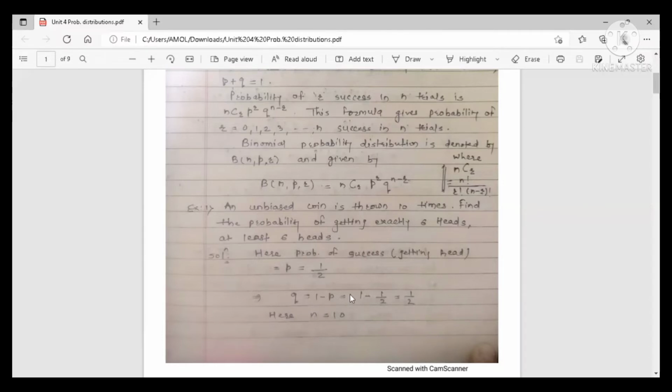It is 1 minus p, because when we toss the coin in air there are only two outcomes and the probability of success is 1 by 2. So obviously the probability of failure will be 1 minus p, is 1 minus 1 by 2, is equal to half. So probability of failure is 1 by 2, probability of success is 1 by 2. Now our aim is to find the probability of getting exactly 6 heads, and the coin is tossed in air 10 times, means the number of trials n is equal to 10. So the value of small n is 10.